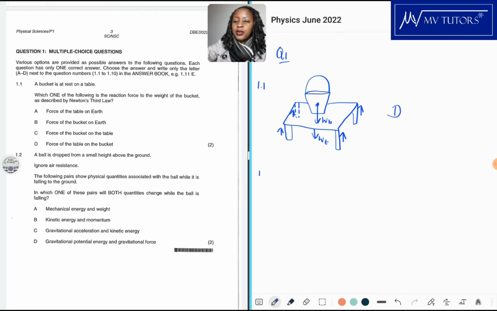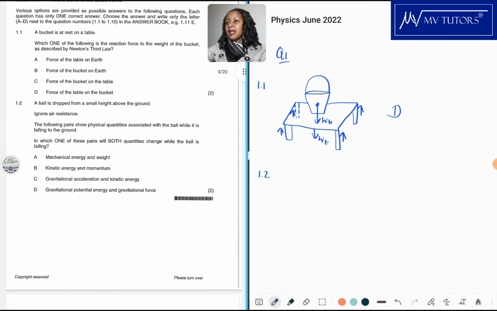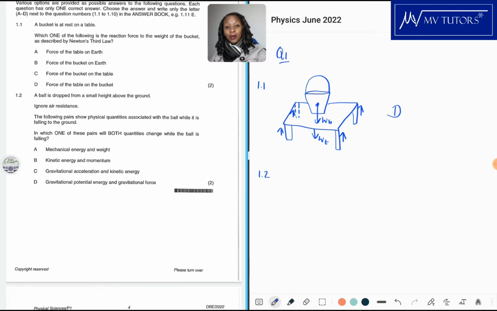All right, and then 1.2. A ball is dropped. If it's dropped, the initial velocity is 0. A ball is dropped from a small height above the ground. Ignore air resistance. The following pairs show physical quantities associated with the ball while it is falling to the ground. In which one of these pairs will both quantities change while the ball is falling?